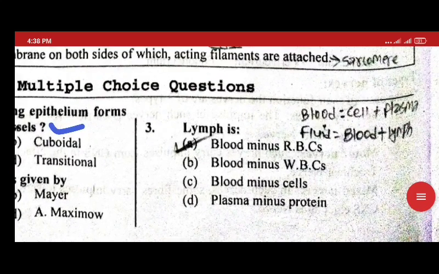Now lymph. I told you today what lymph is. Lymph is blood minus RBC. We have serum too. Now what is serum? Serum is plasma minus clotting factor. If the clotting factor is removed, then that is called serum. So here also, fluid is called blood plus lymph. Blood is called cell plus plasma.